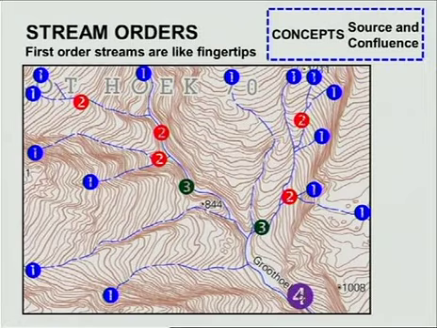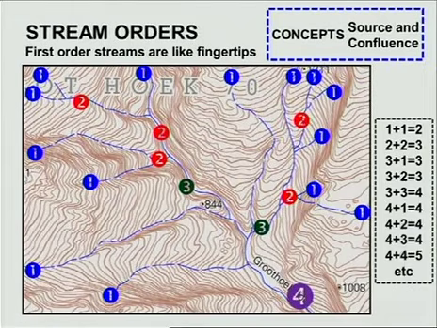Now, all you have to understand is this. It's what they call, in geography, the geography mathematics. And you'll see now why we call it that. Because a 1 plus a 1 gives you a 2: a first order stream and a first order stream give you a second order stream. And that is where the mathematics actually stops, because a 2 plus a 2 gives you a 3.